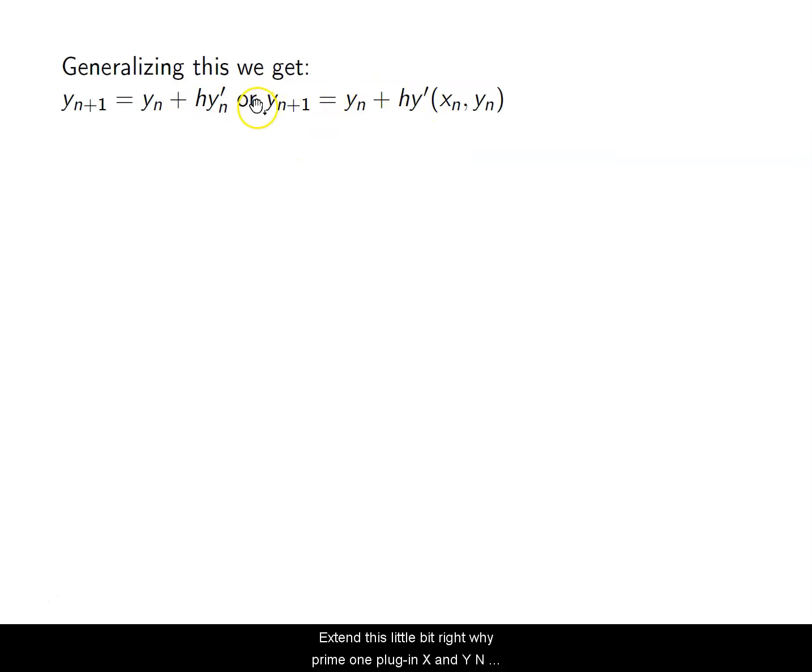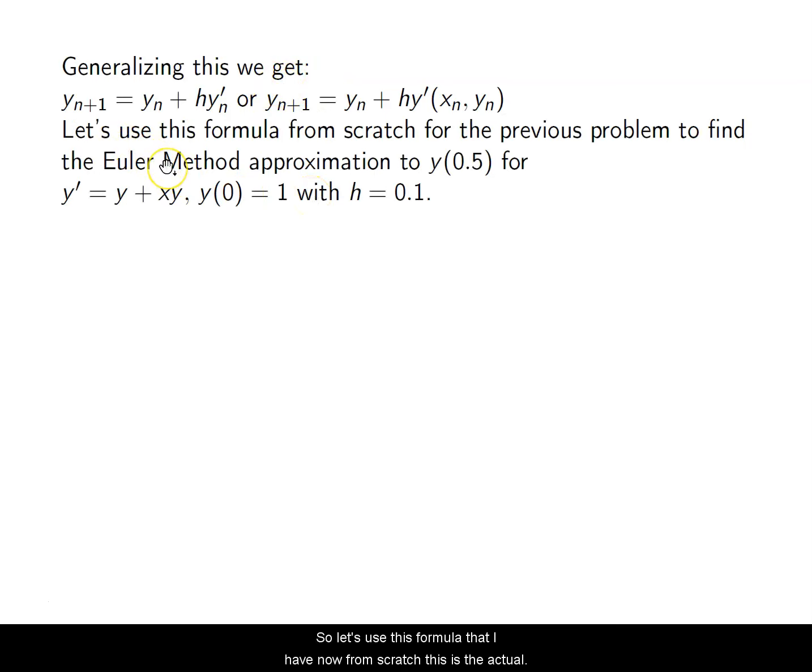Or if we extend this a little bit, y prime, where I'm plugging in xn and yn into my y prime. So xn and yn is the step that I'm on. This is my next output, right? So let's use this formula that I have now from scratch. This is the actual Euler's method formula, right?